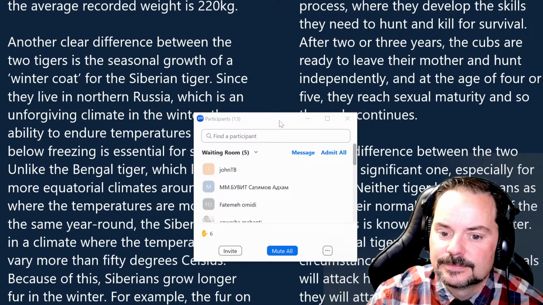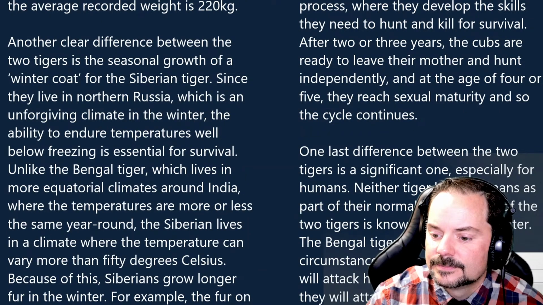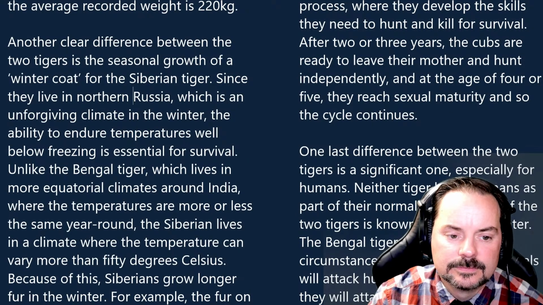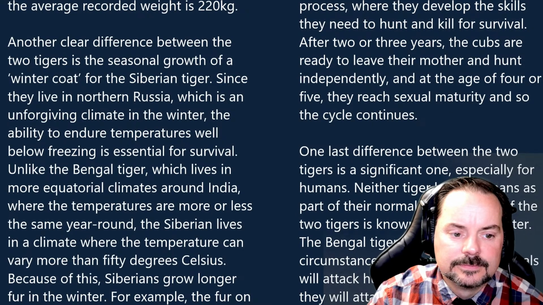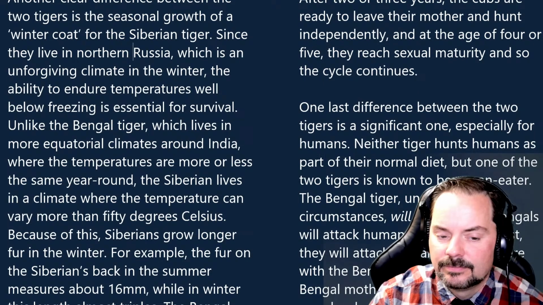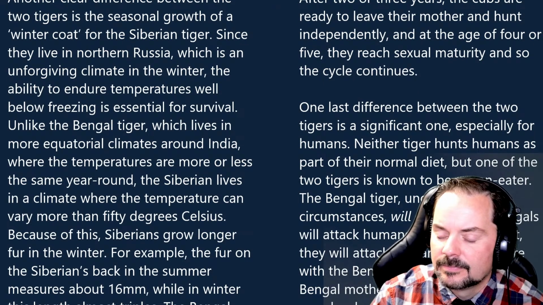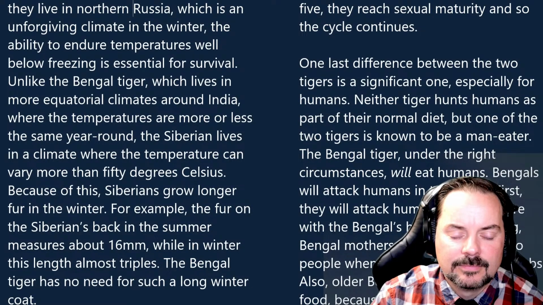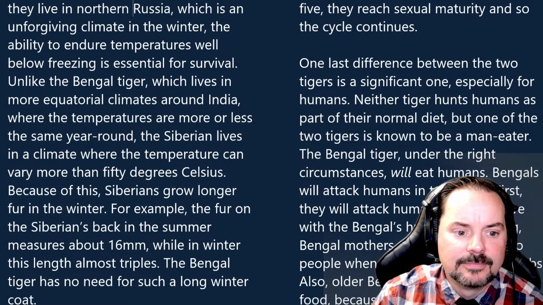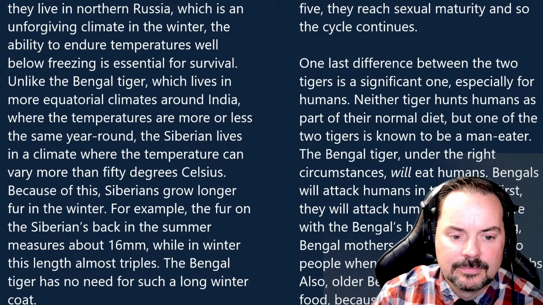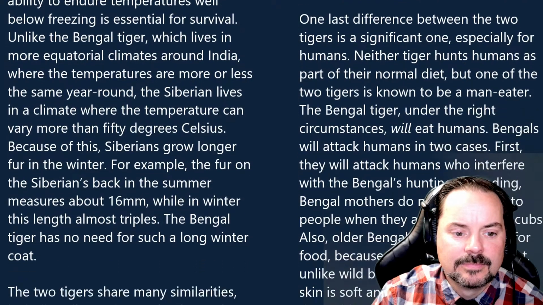Okay. Another clear difference between the two tigers is the seasonal growth of a winter coat in the Siberian tiger. Since they live in northern Russia, which is an unforgiving climate in the winter, the ability to endure temperatures well below freezing is essential for survival, unlike the Bengal tiger, which lives in more equatorial climates around India, where the temperatures are more or less the same year round.